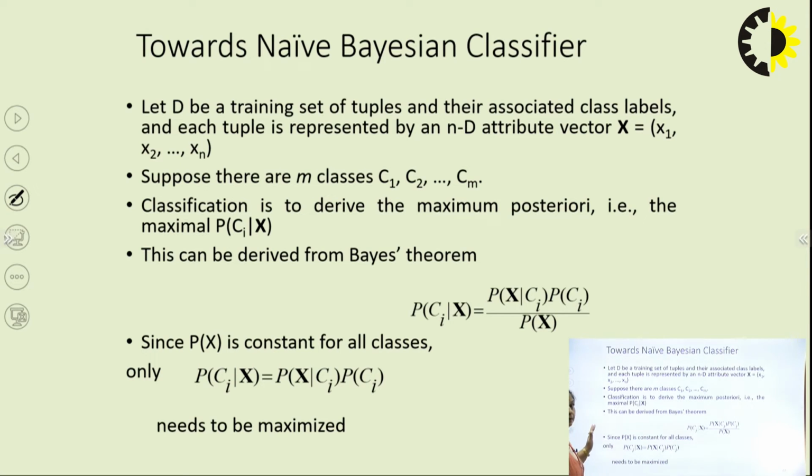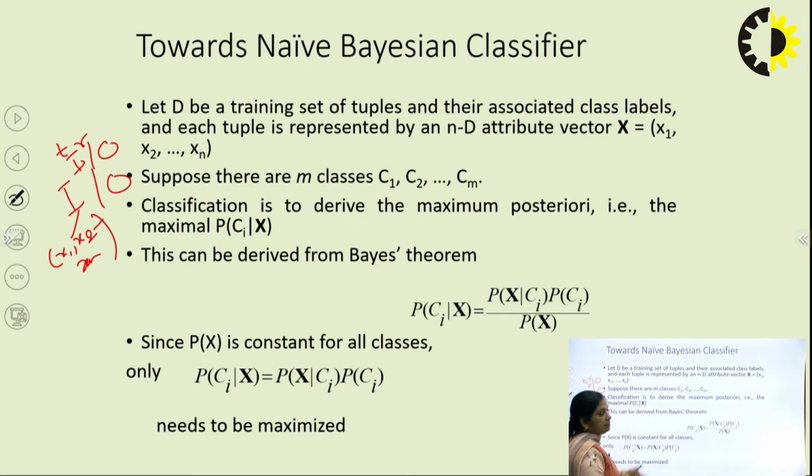So now let us discuss the formal representation of the Bayes theorem. Let D be the training set of tuples and their associated class labels. It means we are given the training samples, input and output pairs, and each tuple is represented by an n-dimensional attribute vector. So let me take the input as x1, x2 up to xn. This is my input and this is my output. So I am representing the input with the attributes x1, x2 and xn.